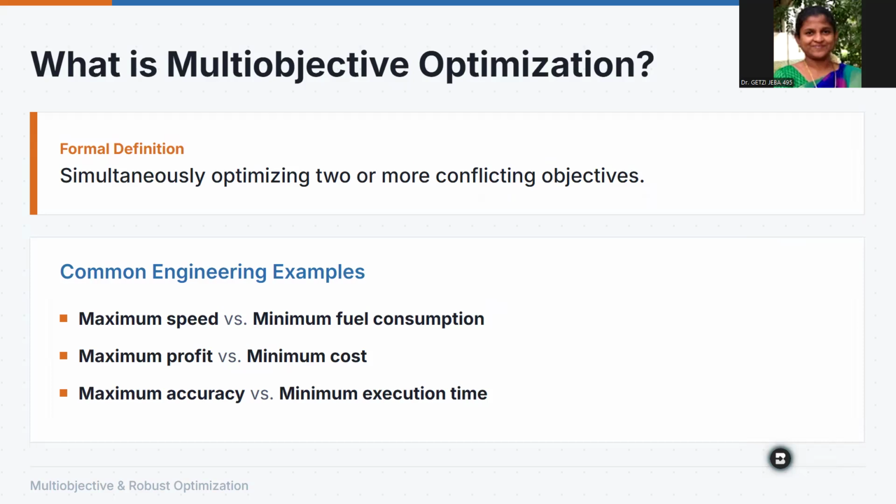So what is multi-objective optimization? Simultaneously optimizing two or more conflicting objectives. So common engineering problems can be maximum speed versus minimum fuel consumption. Of course, they are conflicting. Maximum profit versus minimum cost. Maximum accuracy versus minimum execution time.